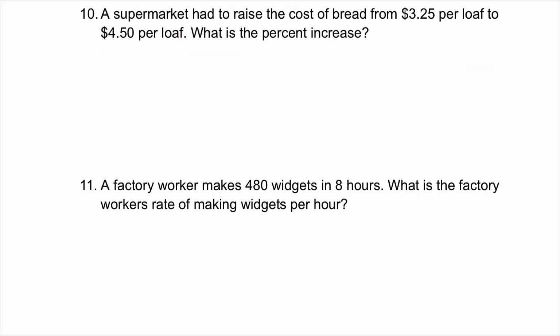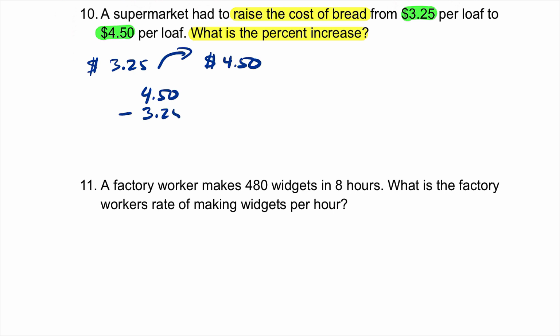Okay, question 10 is very similar to the last one, question 9, except in this case we can see that we're looking for a percentage increase. So it went up. So the word that signifies that is they raised the cost of the bread. So where did it start off? It started off at $3.25, and where did it end up? At $4.50. So just like we did last time, we say it started off at $3.25, it went up, and we end up at $4.50. So how much did it go up? In dollar values, it's 4.50 minus the 3.25. When I subtract those, I'm going to get 1.25. So it went up $1.25.